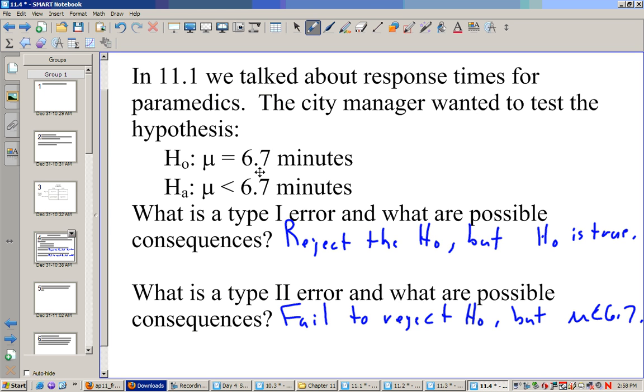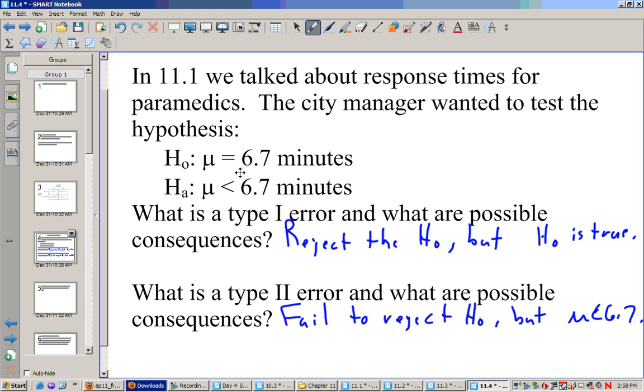So we don't have evidence. If we didn't have strong enough evidence to reject this, but it still was actually less than 6.7, we call that a type 2 error. What are the consequences of that? Well, we would think that they haven't reduced their times, and they actually have.